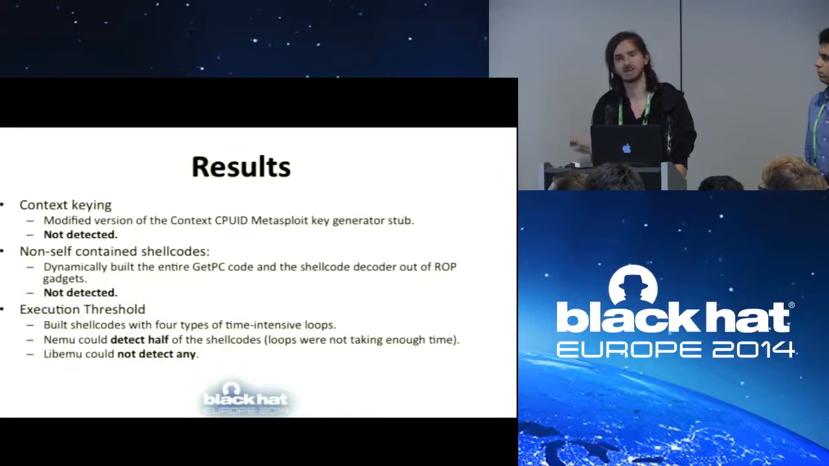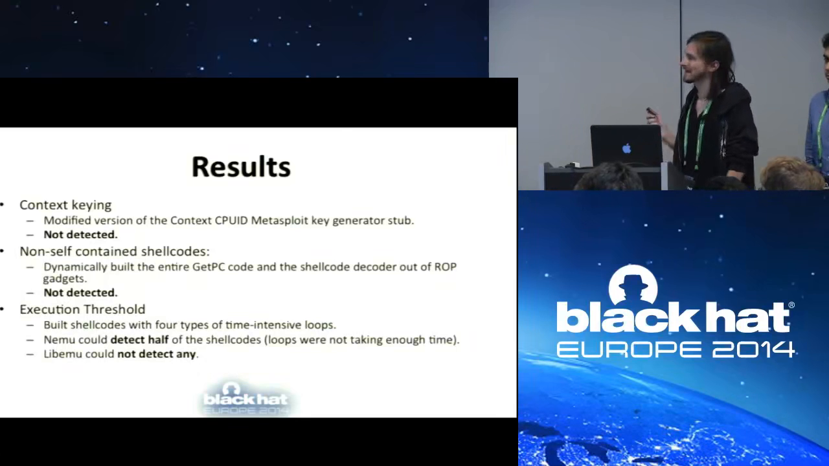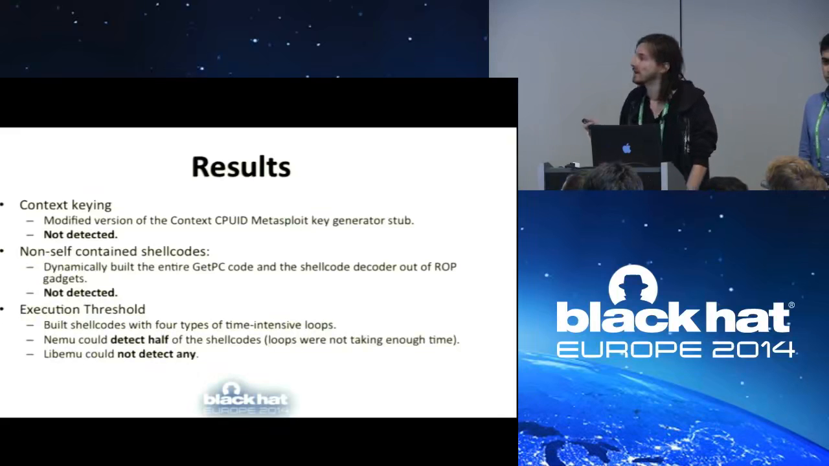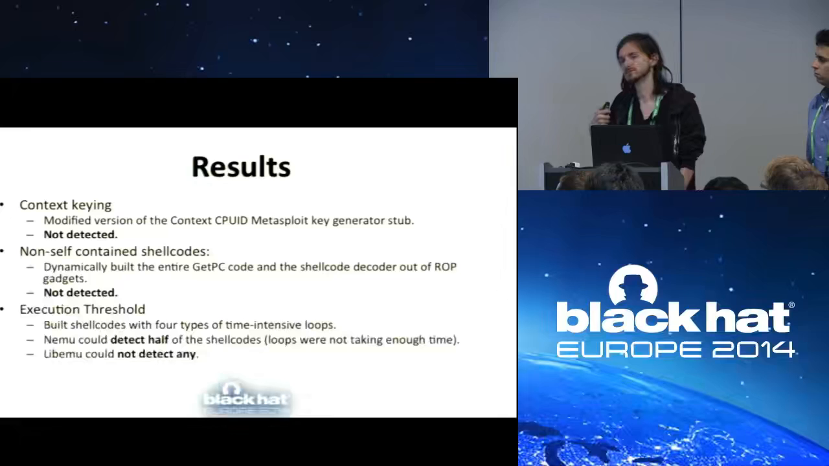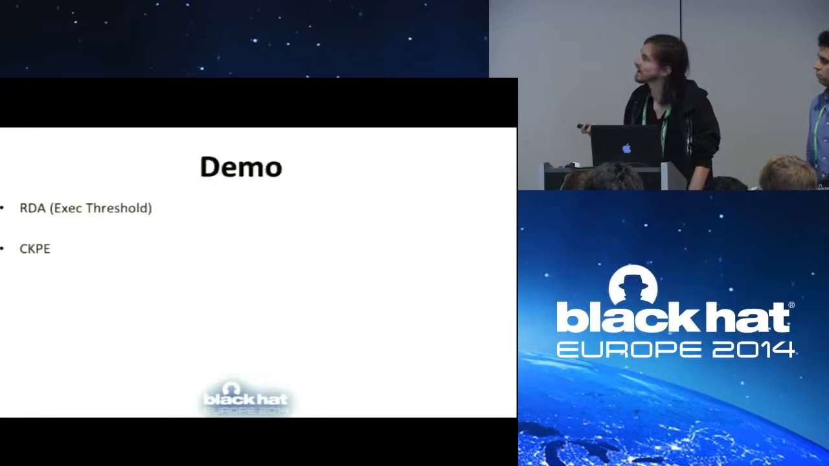Exploiting the non-self-contained shellcodes was achieved by dynamically building a getPC code and a shellcode decoder out of ROP gadgets against the target vulnerable service, and which was then run against NEMU and libemu, neither of which detected it. The execution threshold was exploited by implementing all types of time-intensive loops and a random decryption algorithm. libemu wasn't capable of detecting any of them. NEMU was capable of detecting the two most simple ones, but not the intensive and the random decryption algorithms.